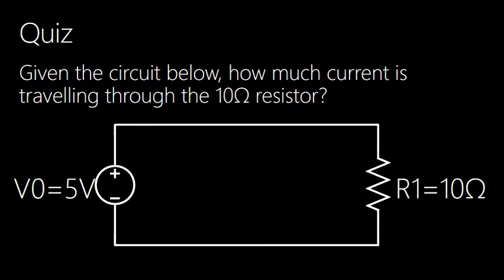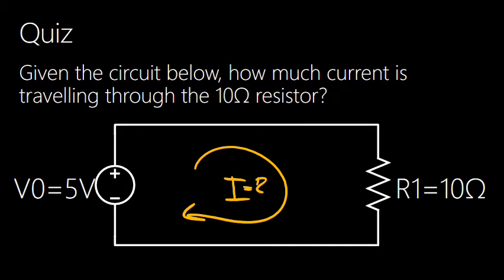Let's test our knowledge now. Given this simple circuit, how much current is traveling through the 10 ohm resistor? So let's again remember that we have our current I flowing through, and let's use Ohm's law to solve for I.